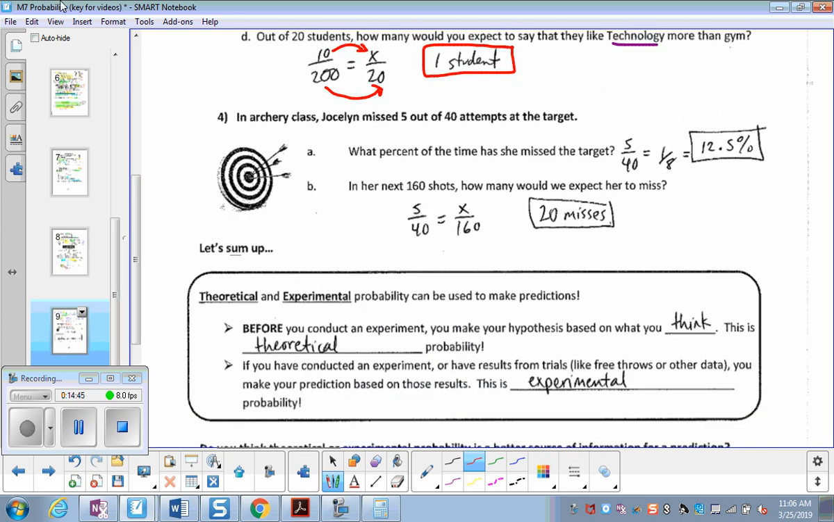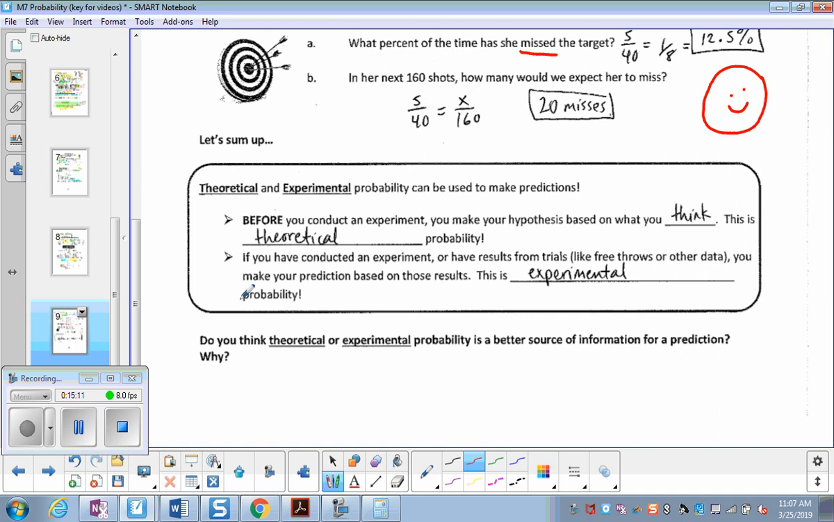All right, so now that you've hit play, we got that for 4A, Jocelyn has missed the target 12.5% of the time, and we can use that result to predict how many times out of 160 she'll miss the target. Folks, if she is missing the target only 12% of the time, that means Jocelyn is really, really good at what she is doing here. All right? Double check your answers down here that you've summed up correctly.